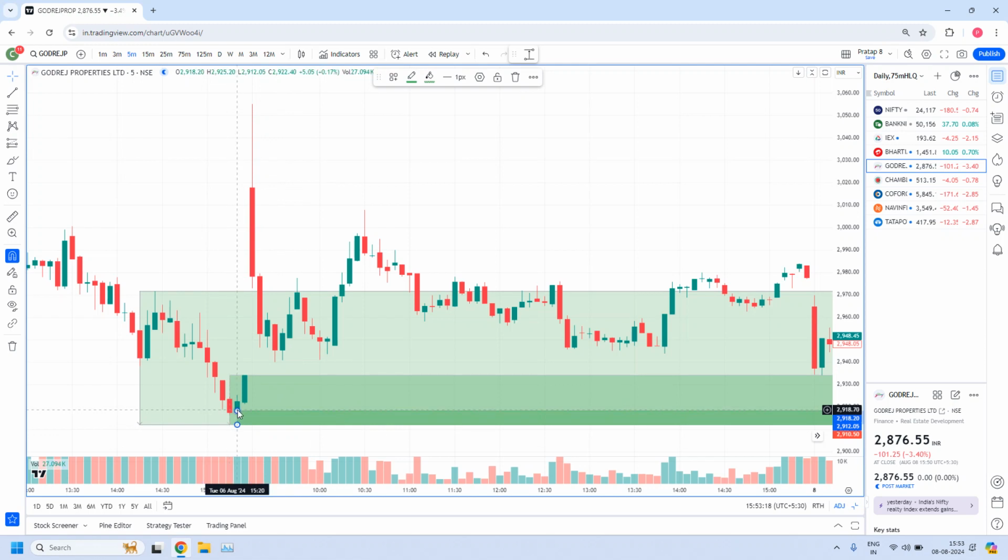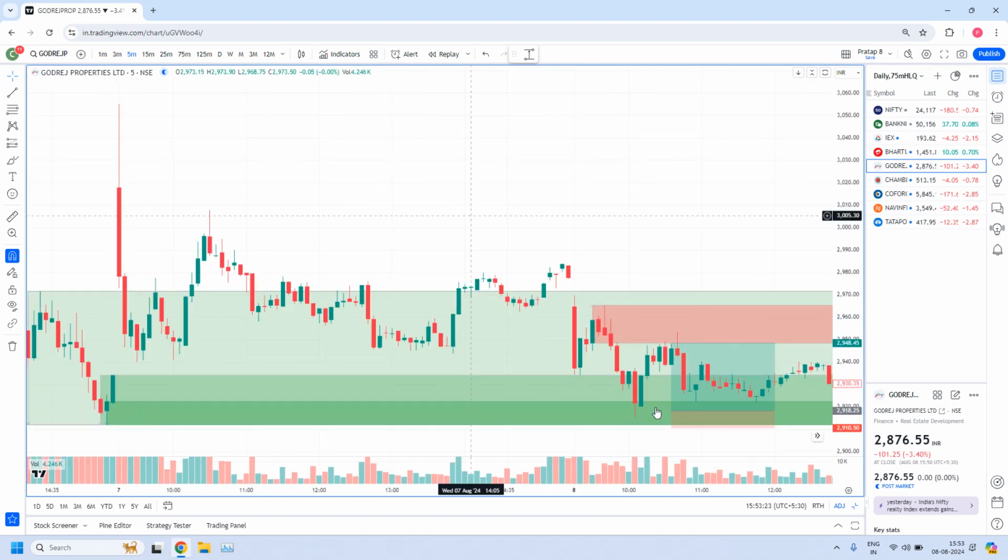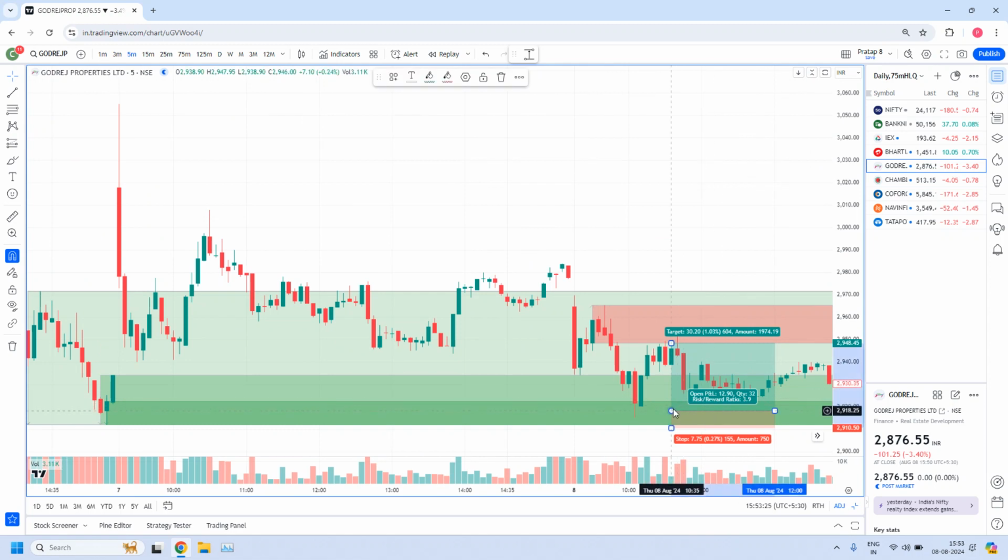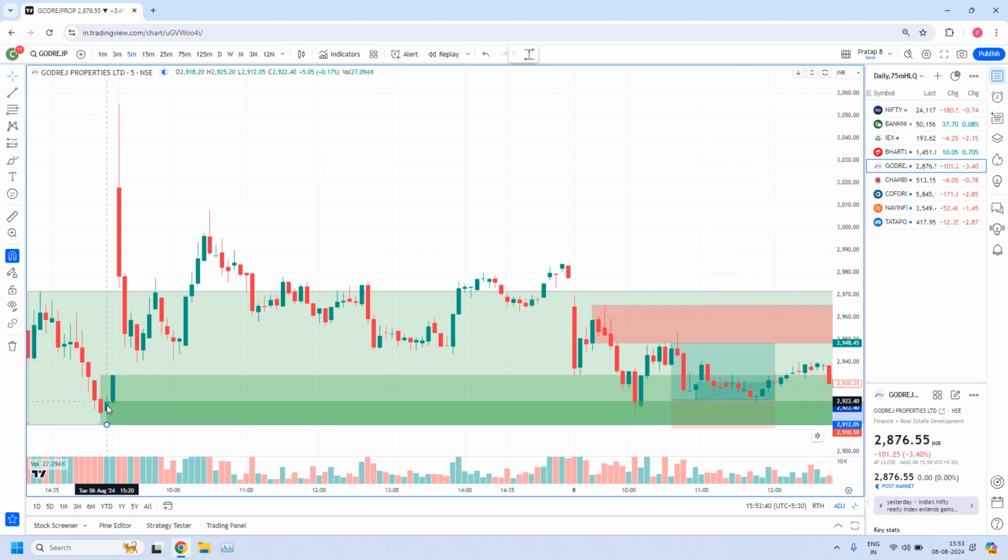The reason is RR. With type 2 proximal, I didn't have enough RR. See here, let me adjust to the type 2 proximal. I got only 1:2 RR. 1:2 RR is not valid for taking. That's why I'm looking for type 3.